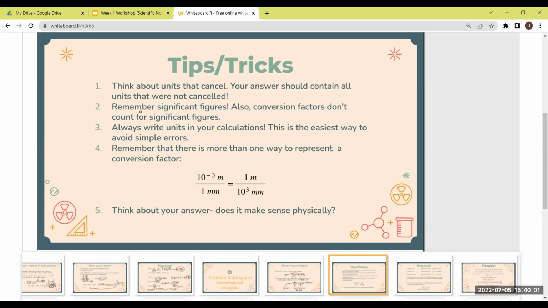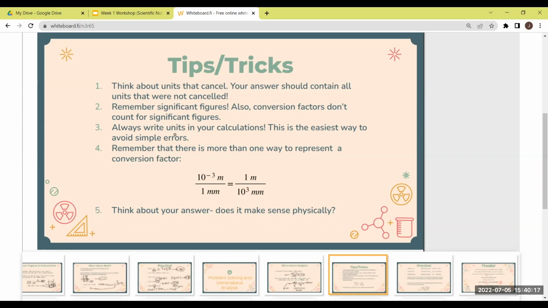Another thing is you always want to keep track of your significant figures. Also keep in mind that conversion factors don't actually count for significant figures because they are considered exact values. So you can treat them as having an infinite amount.